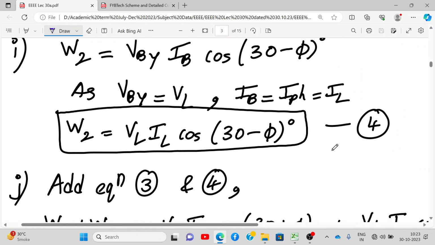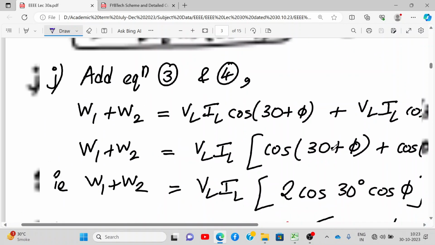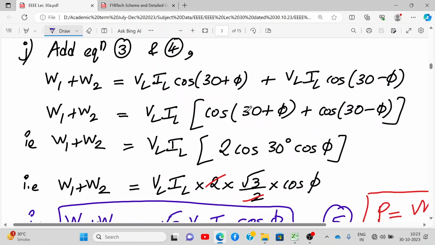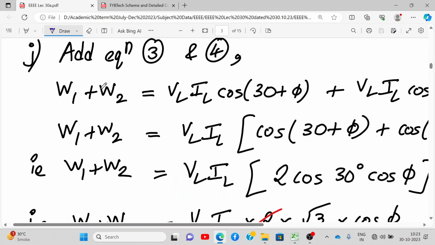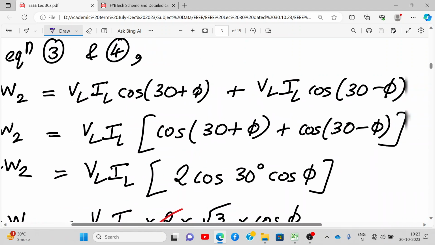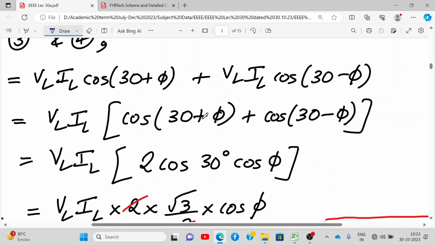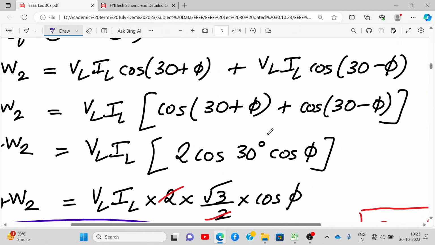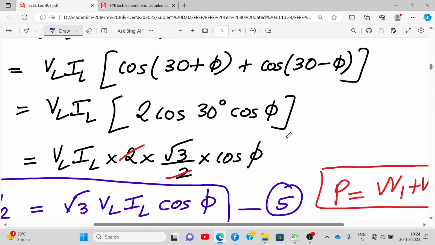Now you add 3 and 4. This I leave to you as an exercise. But here I am showing you how it is to be done. So W1 plus W2 will be VLIL cos of 30 plus 5 plus VLIL cos of 30 minus 5. Basically you take VLIL common. You take cos of 30 plus 5, cos of 30 minus 5, and you know the trigonometric formula.